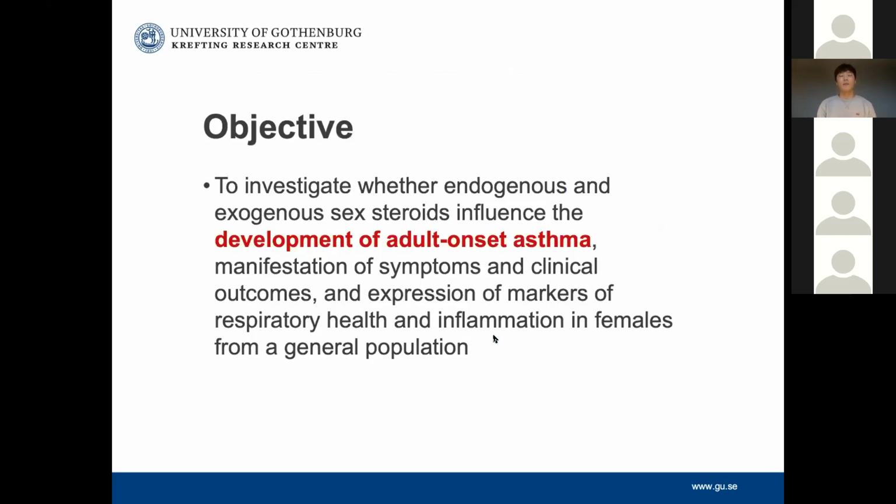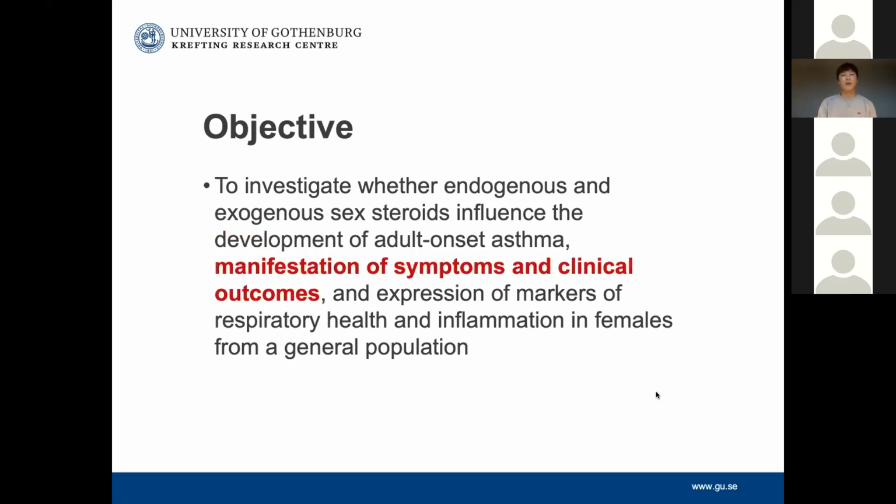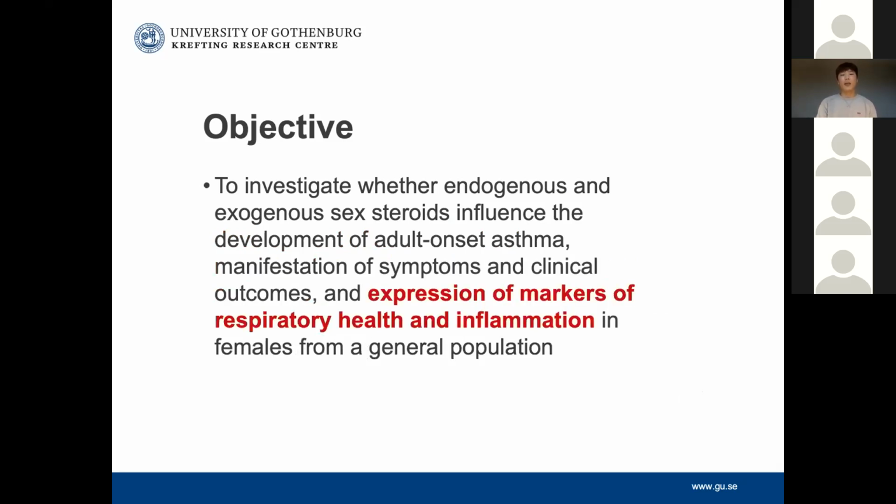So we can say from the evidence we currently have, it's quite controversial about the role of sex hormones in asthma. So in our project, we try to investigate whether endogenous and exogenous sex hormones are associated with development of adult onset asthma in women, and also whether they would be associated with the manifestation of symptoms or clinical outcomes, and the expression of markers of respiratory health and inflammation.